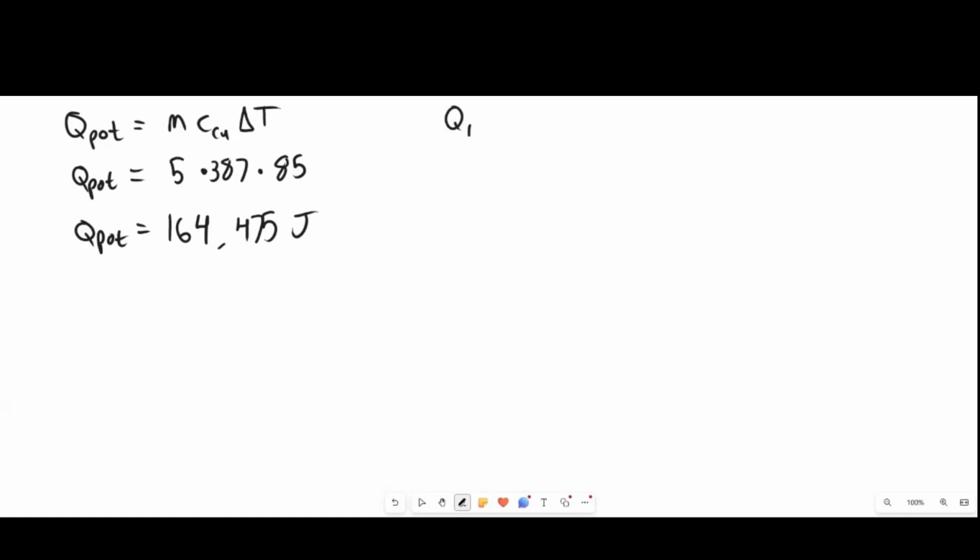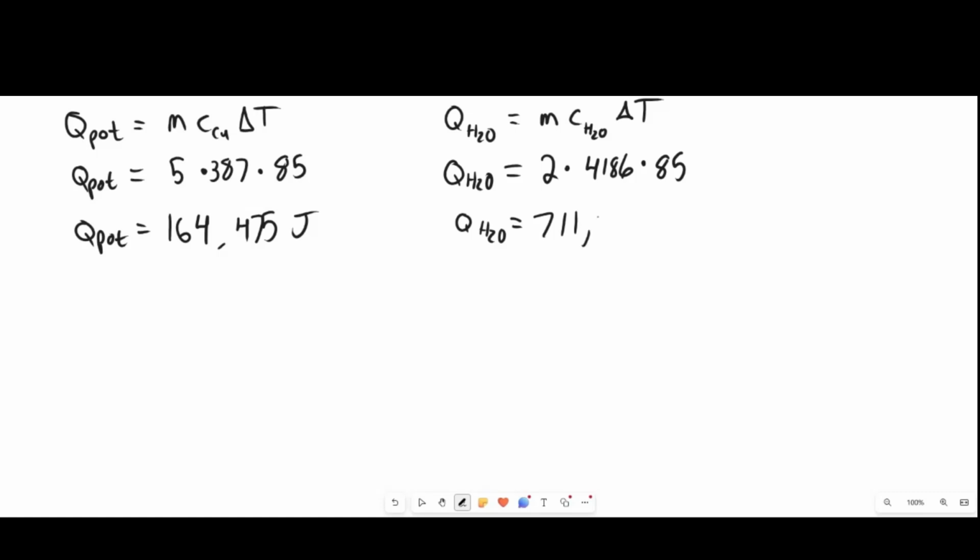And then we'll repeat the process for the water inside the pot. m c H2O delta T. So the mass of the water was 2 kilograms. The specific heat for water is 4186, and the change in temperature was 85. So when you plug that into your calculator, you get a heat of 711,620 joules. And the total, we just add those two values together. So pot and water.